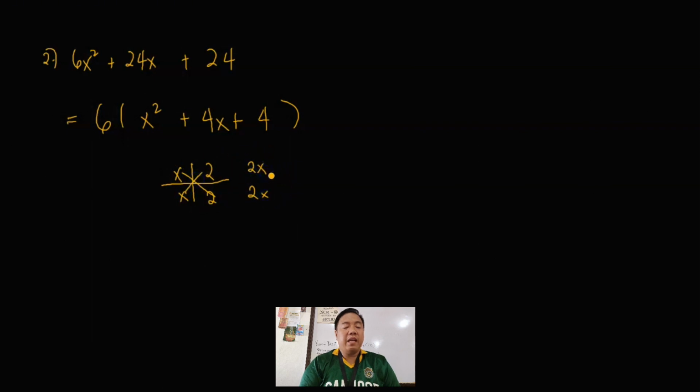Sabi nga natin, if the last term is positive, then our answer should only be both positive or both negative. And that will depend on the middle term. And since the middle term is positive, then we have both plus here. Yung resulta po ba nito ay pareho sa middle term? Yes. So, our final answer for the factoring for this one is the quantity of x plus 2 times the quantity of x plus 2.